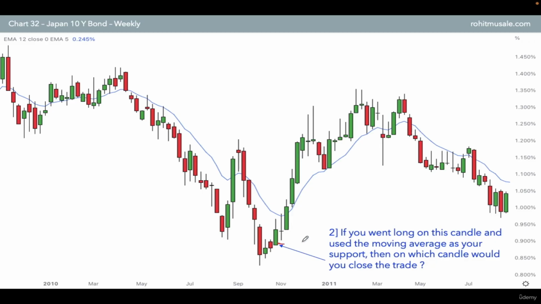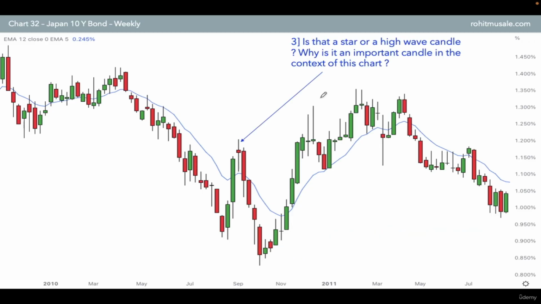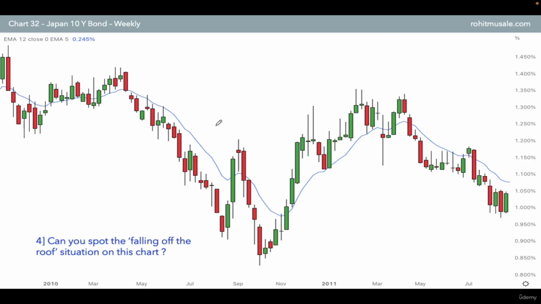So this green candle. Number 3. Is that a star or a high wave candle? Why is it an important candle in the context of this chart? So this one. Number 4. Can you spot the falling of the roof situation on this chart?